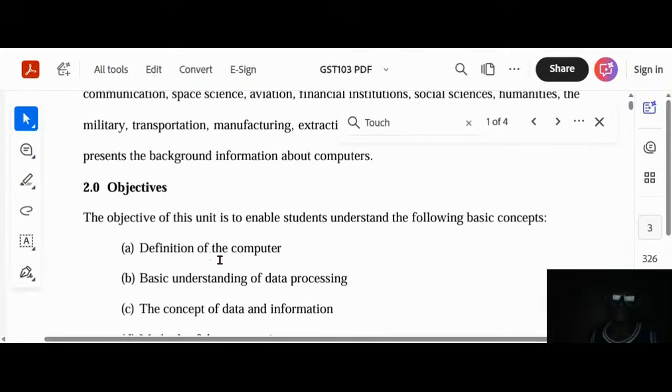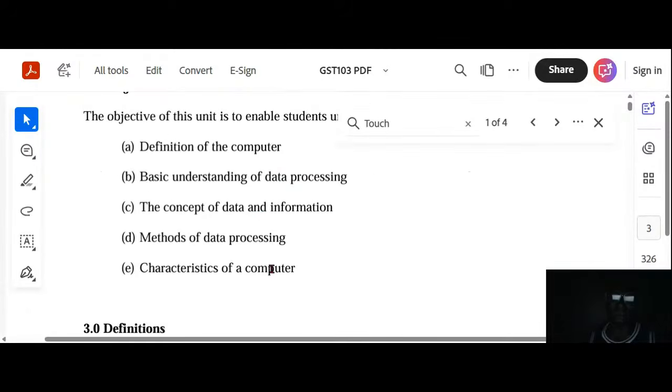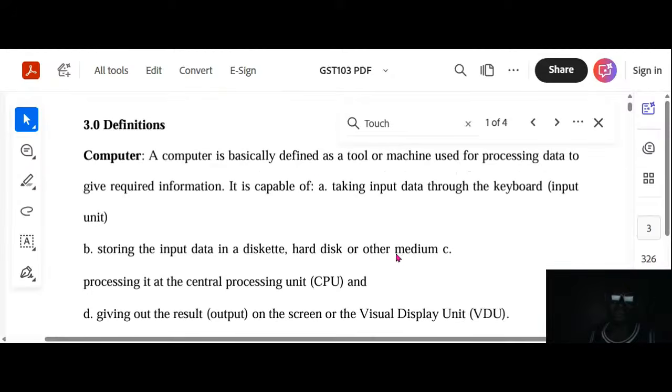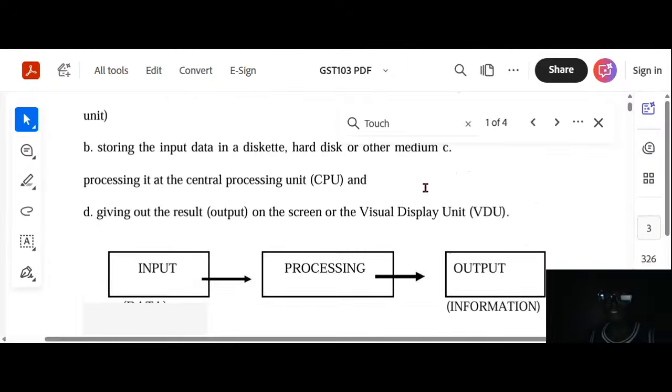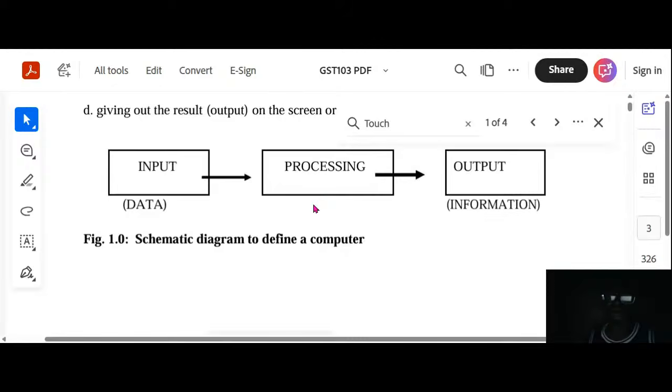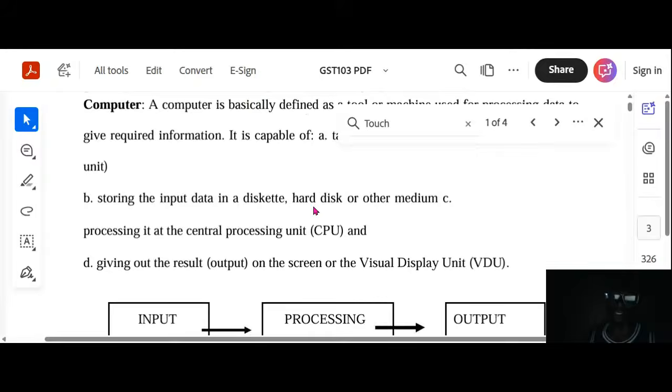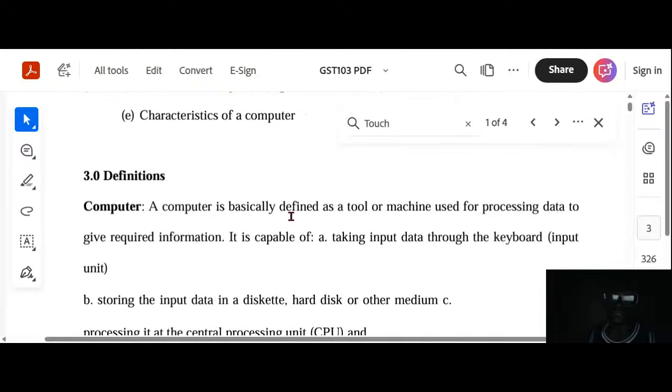So we need to define a computer, understand data processing and the rest of them. Well, a computer is basically defined as a tool, like you guys already know. This part I will just be summarizing. Like I know we've done it in full. I won't dwell so much on it in this video. So let's not waste time.